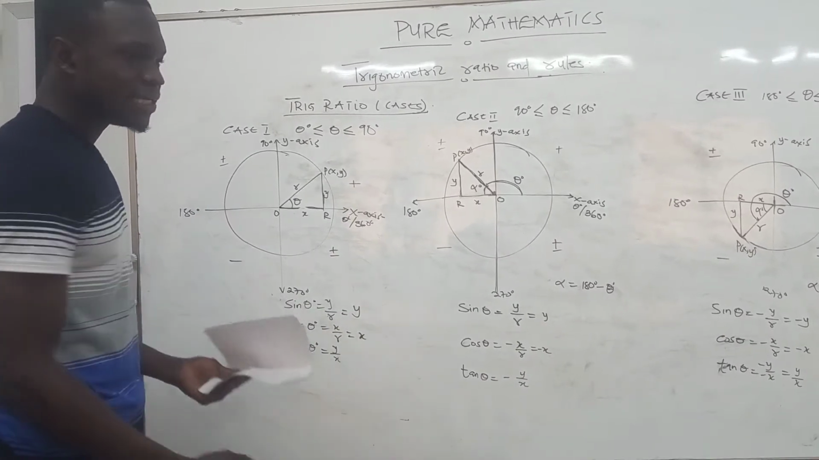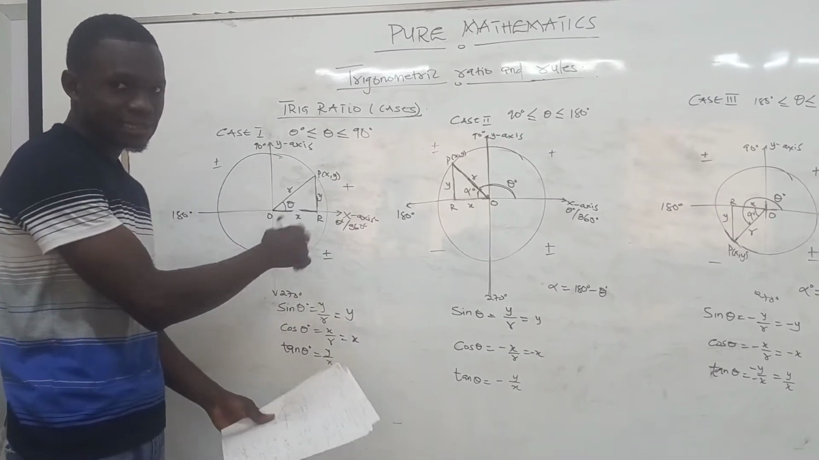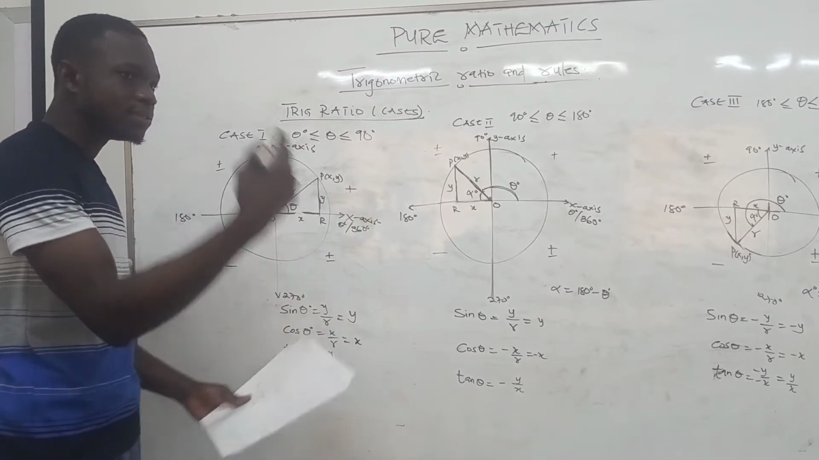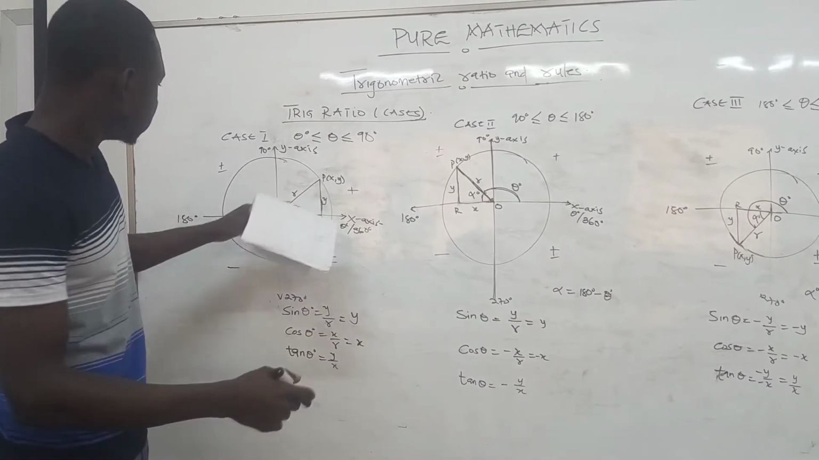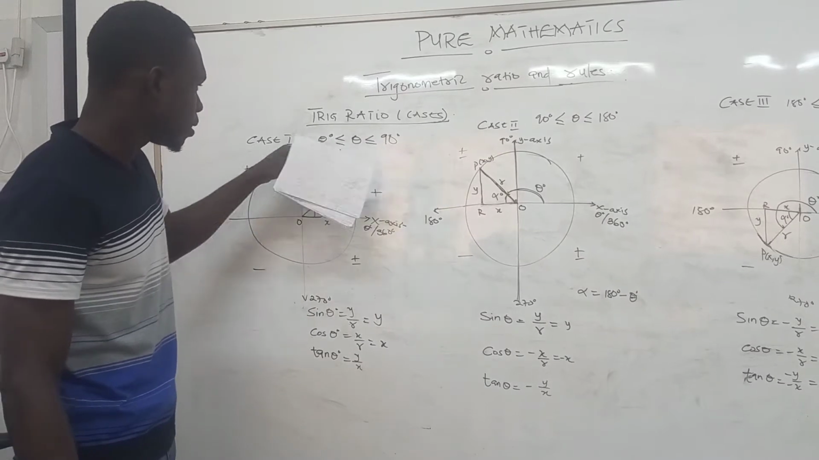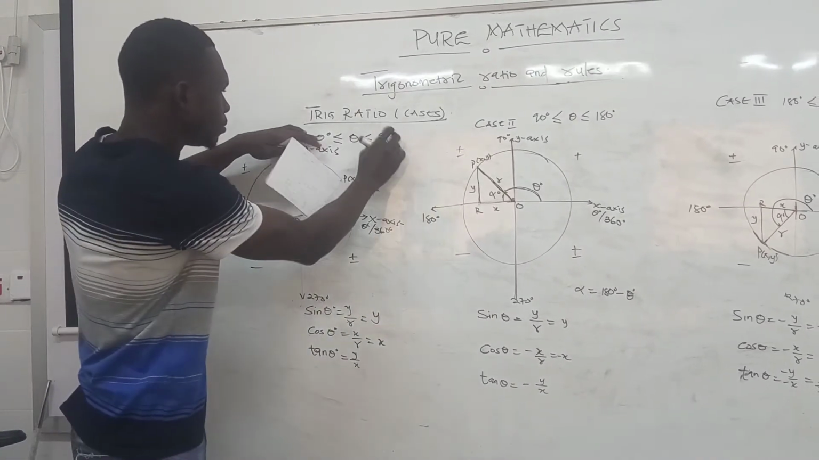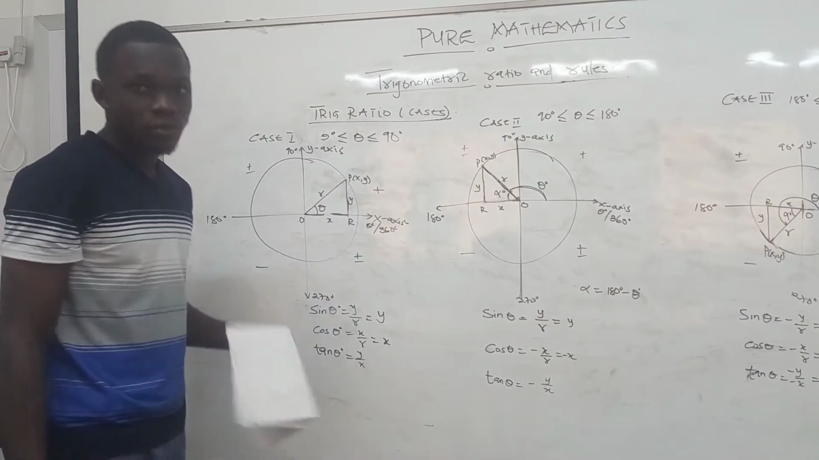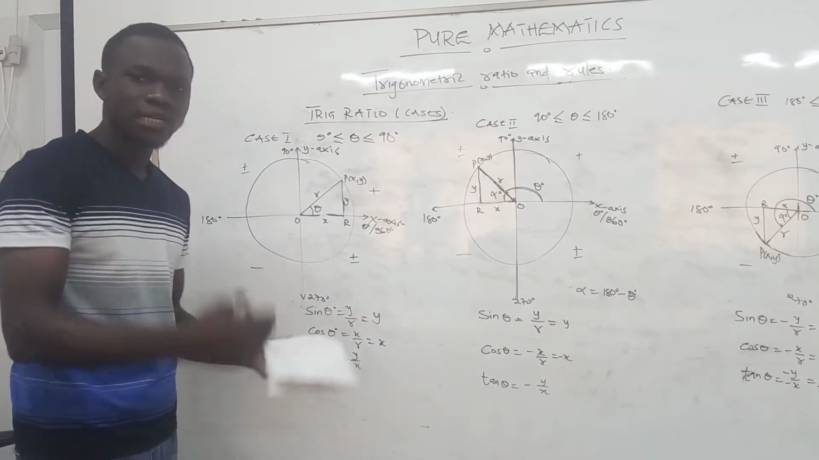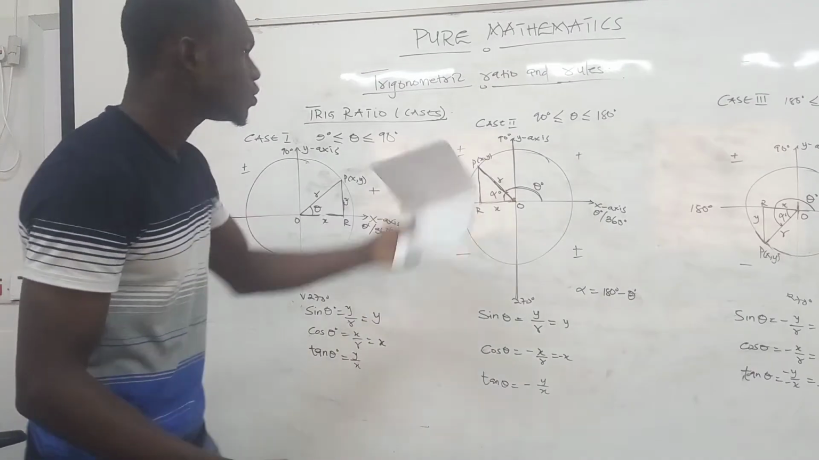So when you take any value for the theta, say 20, 30, 40, and any angle that falls between 0 and 90 degrees, you are always going to get positive, whether using the cos, the sine, or the tan. Now to case 2.